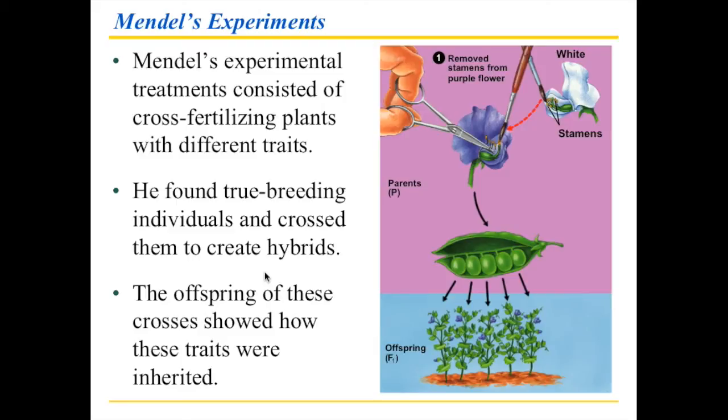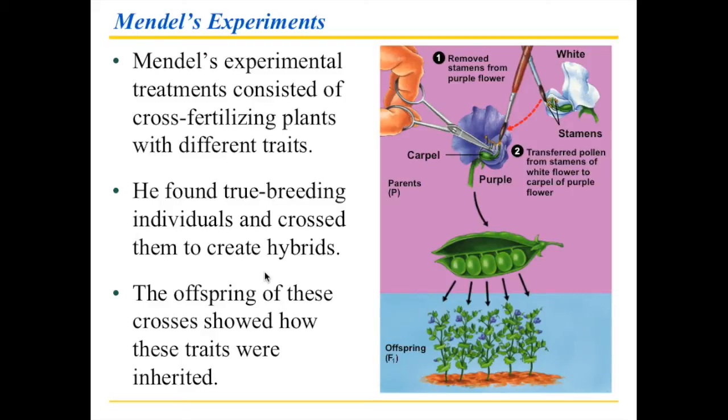Then what you're going to do is take some of the pollen from the other color plant, and you can use a little brush, and you brush some of the pollen grains from the white flower onto the purple flower. So now you have the male parts from the white flower interacting with the female part of the purple flower. And so you're mating, basically, the white flower with the purple flower.